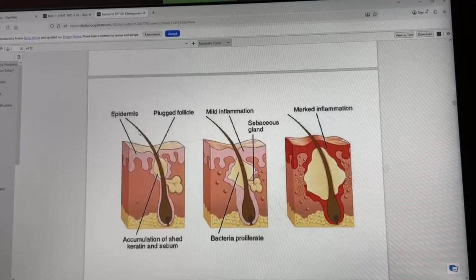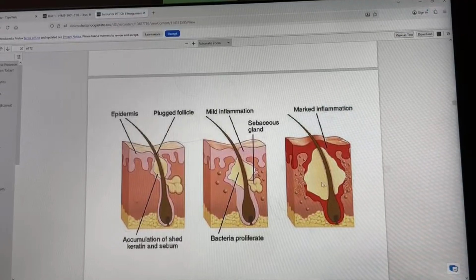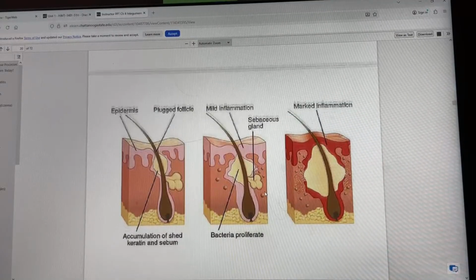Here is what the skin looks like. This is your skin layer. This is a little hair follicle. You can see how it starts getting inflamed and the pus is accumulating, right? So regardless of what's causing the inflammation, that's what it is.